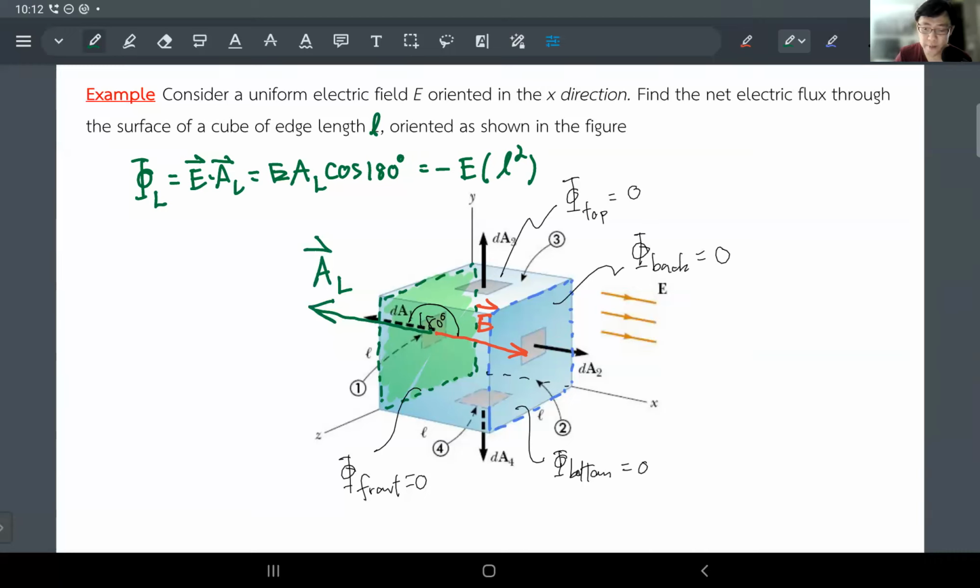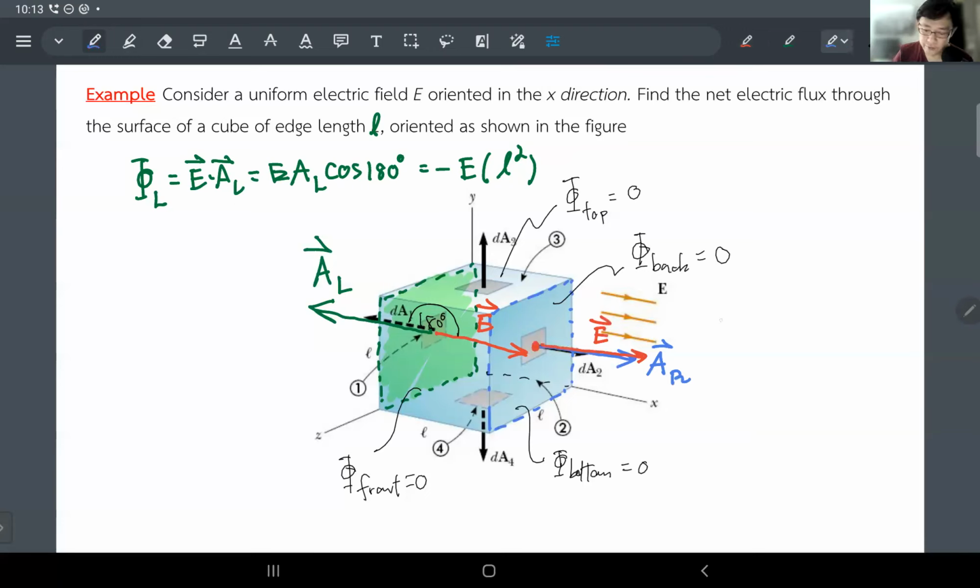Try again. What about the blue? On this blue surface, the area vector is supposed to point perpendicular outward. So let me call this the A on the right. At that surface, the electric field also points in the same direction, so let me write it in the same direction there. So the angle between these two vectors is 0 degrees.